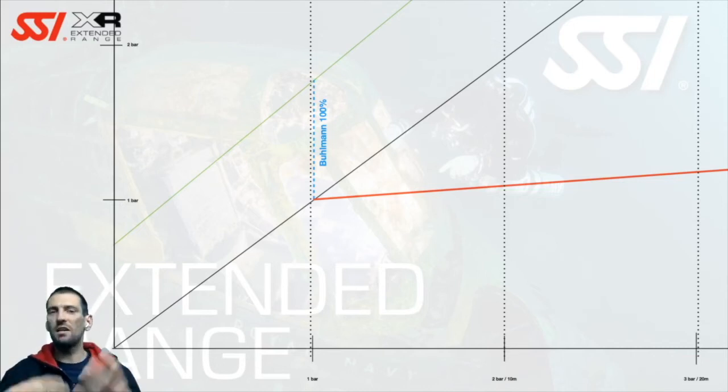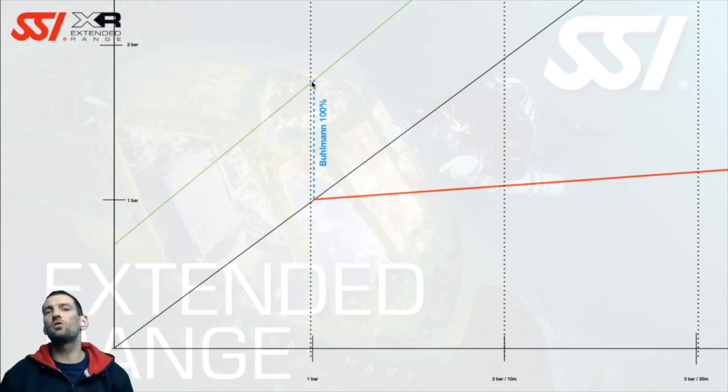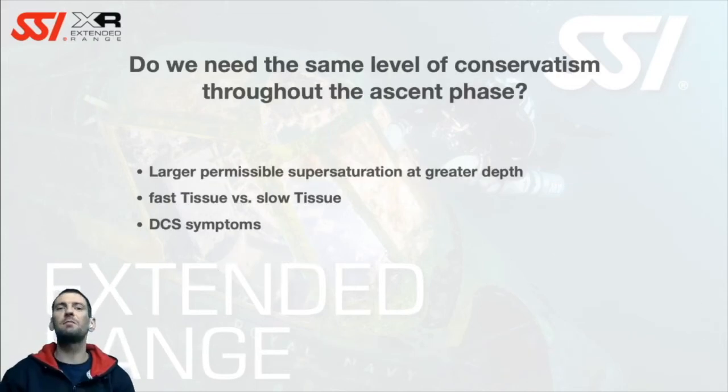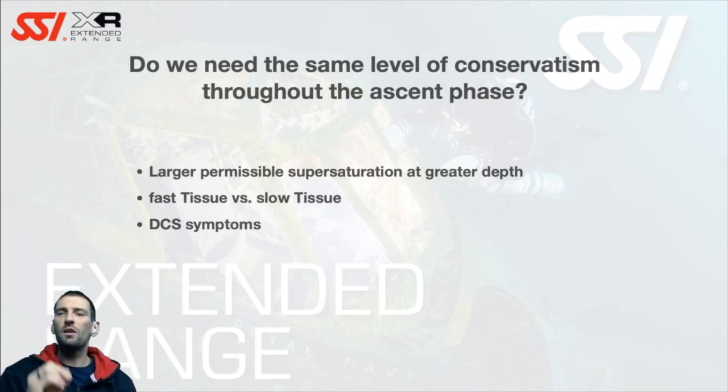So we can imagine we have two points. We can imagine what is the supersaturation limit allowed when we hit the surface, and what is the supersaturation limit once we start our decompression. I know it's starting to be a little bit complicated, but we'll get to that, okay? So now the question is, do we need the same level of conservatism through the entire ascent phase?